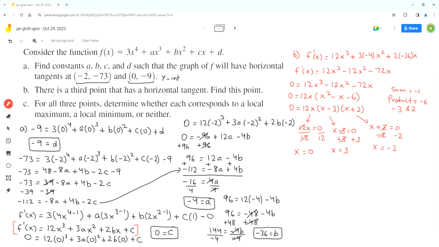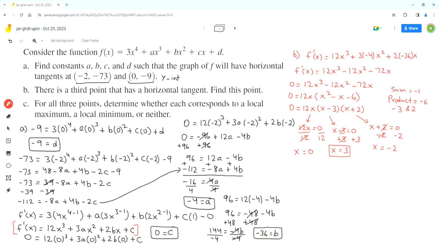Now in part A, we are already given 2 points at which the tangent is horizontal. So negative 2, negative 73, which corresponds to x equals negative 2, and then 0, negative 9, which corresponds to x equals 0. So that means the third point that has a horizontal tangent has x value equal to 3. So this is the x value we are looking for in part B.